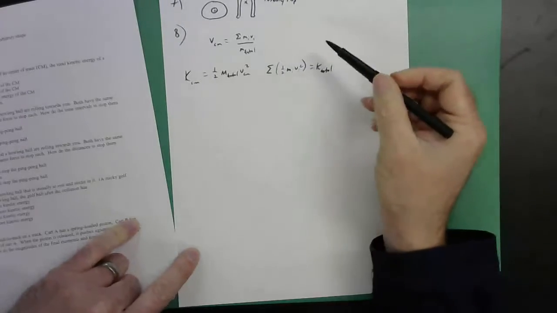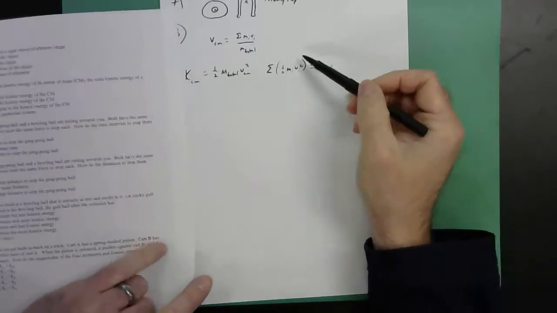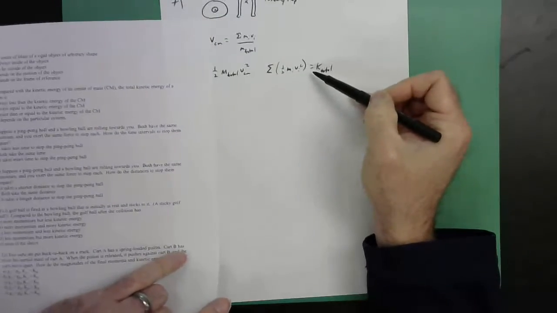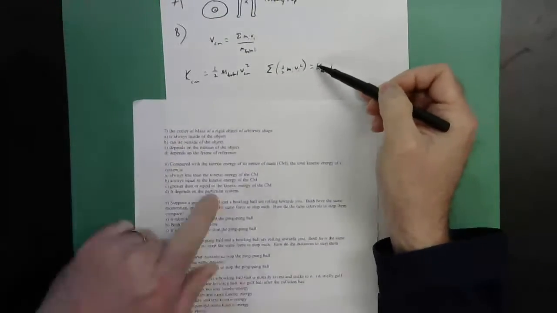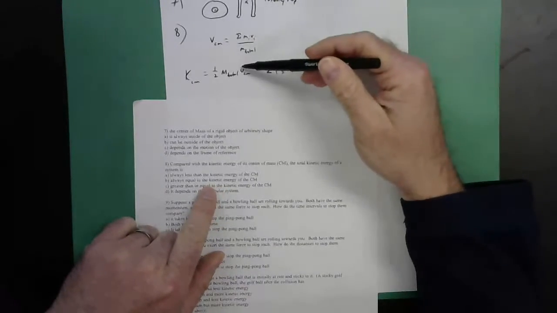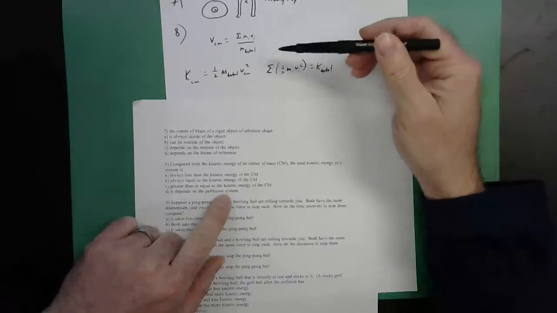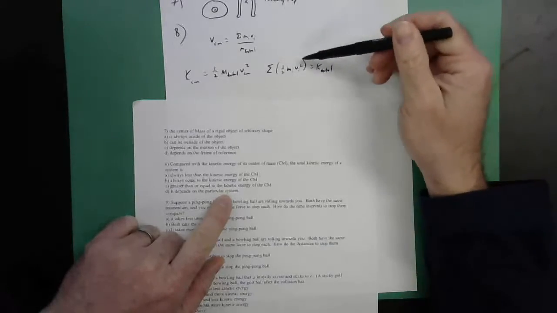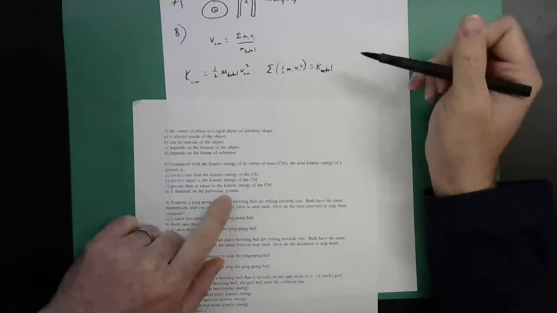So the question is, will the total kinetic energy always be less than the kinetic energy of the center of mass, equal to the kinetic energy of the center of mass, or greater than or equal to the kinetic energy of the center of mass, or will it depend on what system you're talking about?